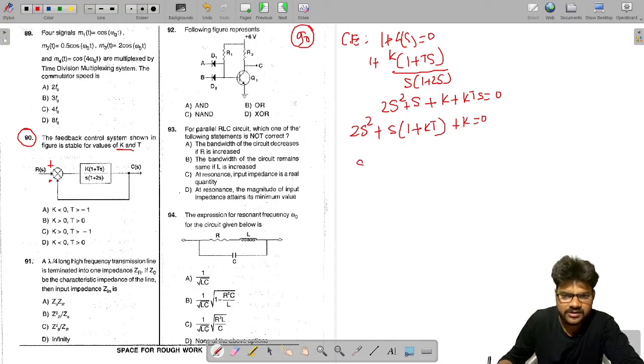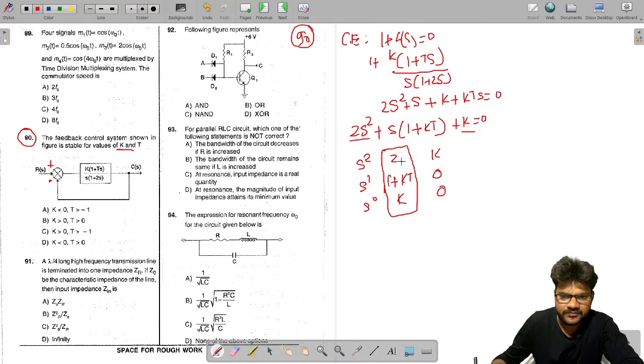Let's make the RH table. So s square, s to the power 1, s to the power 0. Let us write down the terms. This is 2, this is k, this is 1 plus kT, the odd term, and this is 0. If you multiply these two, then you subtract 0 and then divide by 1 plus kT. So only k will be there, right. So this is k.